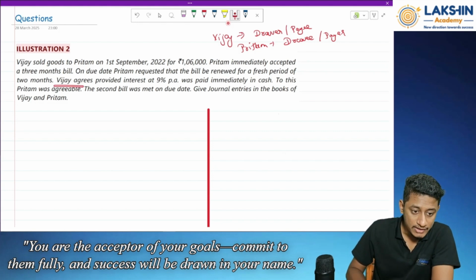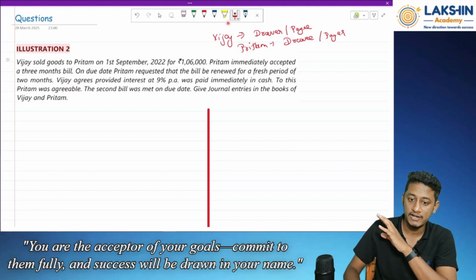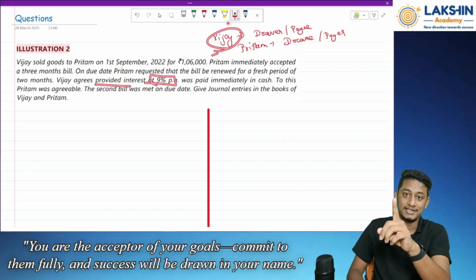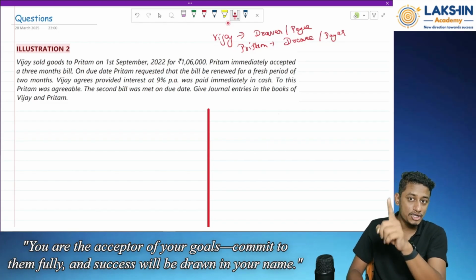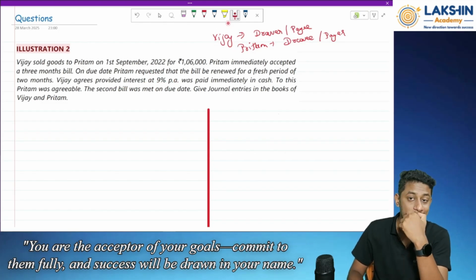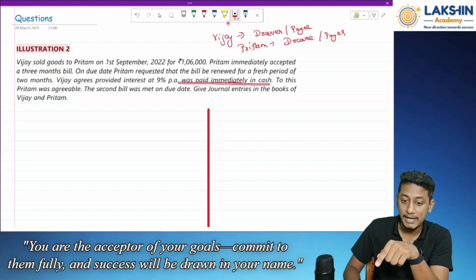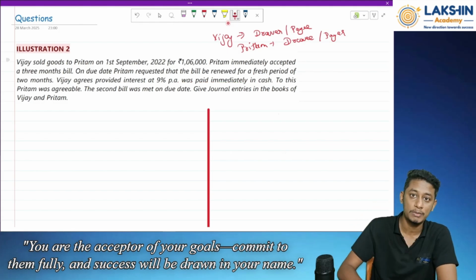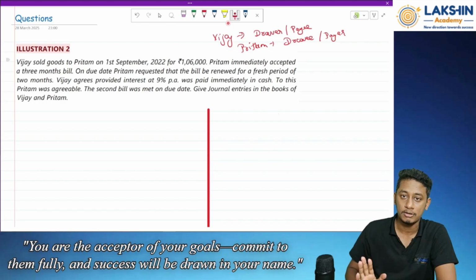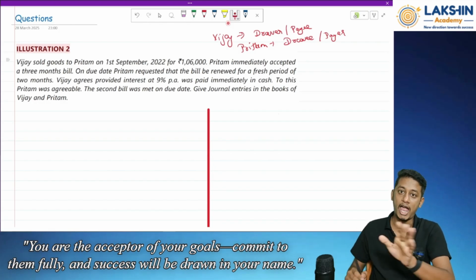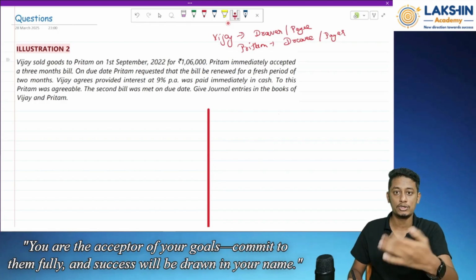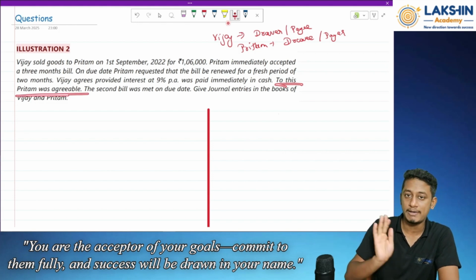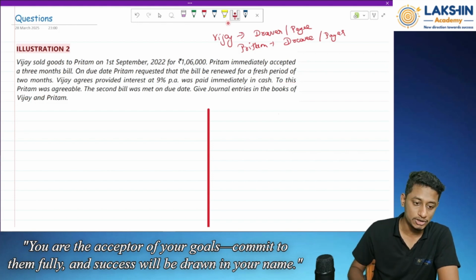Now, Vijay agrees. He says, okay, fine, I will issue a new bill to you and provide an interest of 9%. But before issuing a new bill, give me the interest of 9%, which is to be paid immediately in cash. You pay me the interest first and I will issue a new bill. He says, okay, I will make you the payment for the interest and you issue me a new bill. To this, Pritham was agreeable.